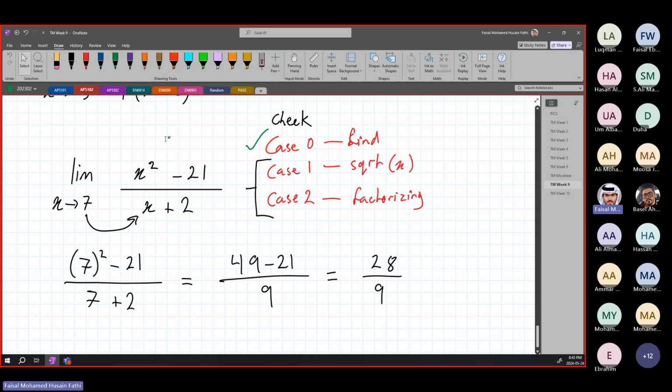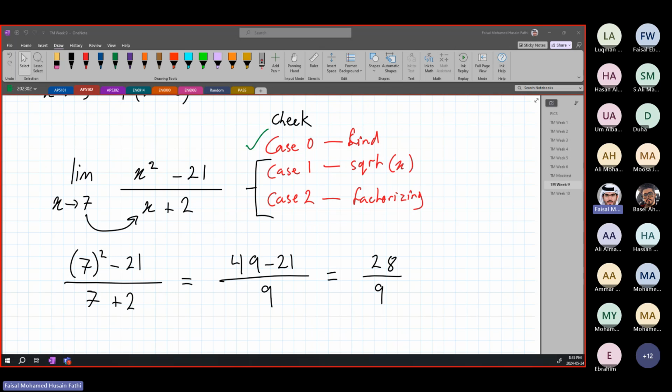All right? Don't just see x squared or x plus 2, or even if you see a square root, that doesn't necessarily mean that you have to go to case 1 or case 2. You just have to plug in the value first and check the denominator. When the denominator is 0, that's the only time you will start solving in the form of case 1 or case 2. All right? Let us look at another one.